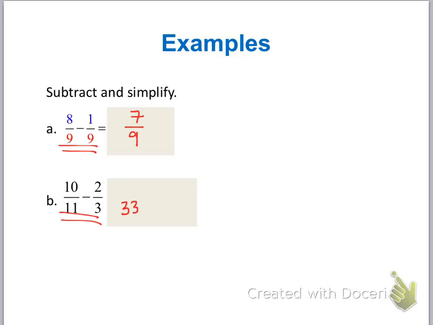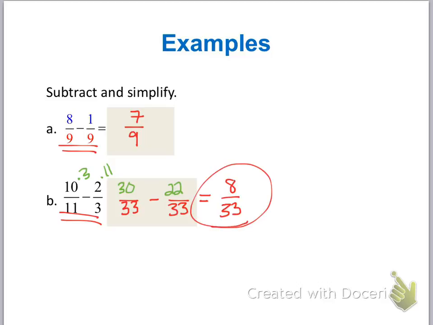I'm going to go with 33. So in the first fraction, I'm going to need to multiply by 3. That'll give me 30. And in the second fraction, I need to multiply by 11. That'll give me 22. Again, I'm going to subtract the numerators and leave the denominator. That gives me my final answer, completely simplified.